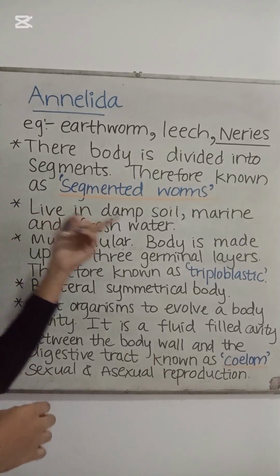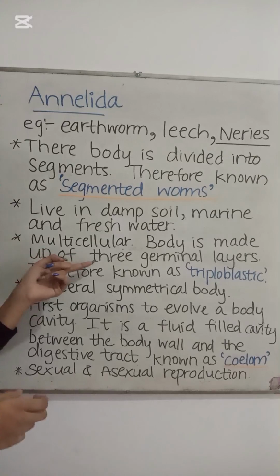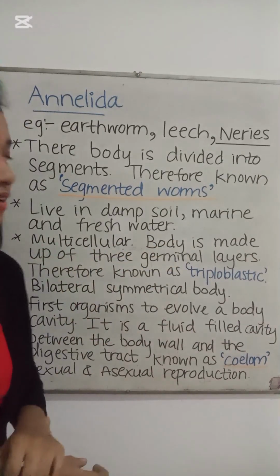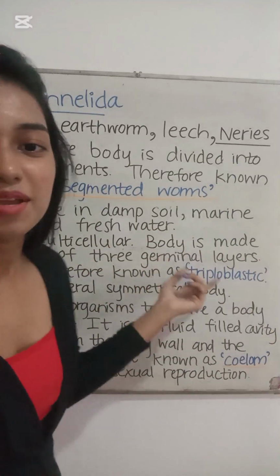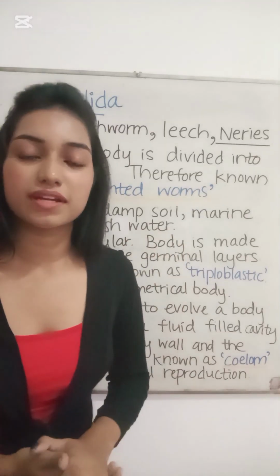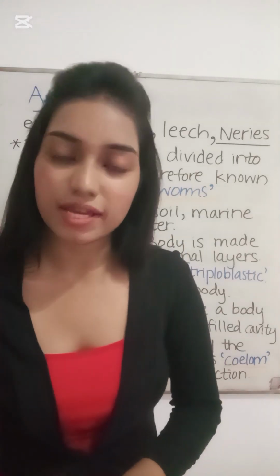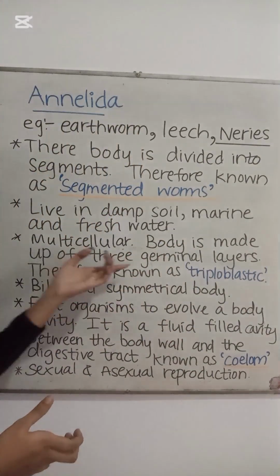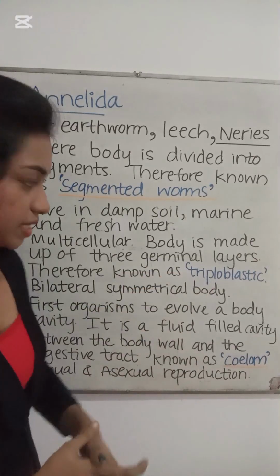They live in damp soil, in marine and freshwater habitats. They are multicellular and their body is made up of three germinal layers. How many? Three germinal layers, therefore known as triploblastic. In Cnidarians, their body was made up of two germinal layers, therefore they were diploblastic organisms. But these annelids have three germinal layers and they are known as triploblastic.